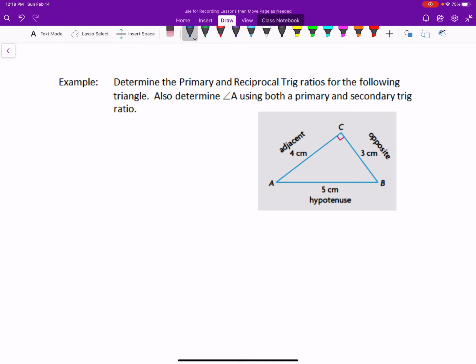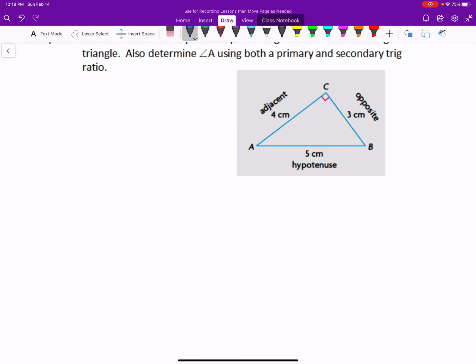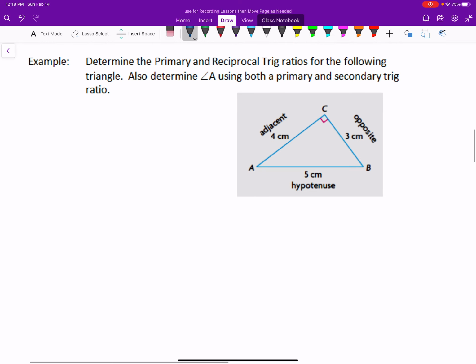Determine the primary and reciprocal trig ratios for the following triangle. Also determine angle A using both primary and secondary trig ratios. All right, so angle A is in this corner, so let's call this angle A here.